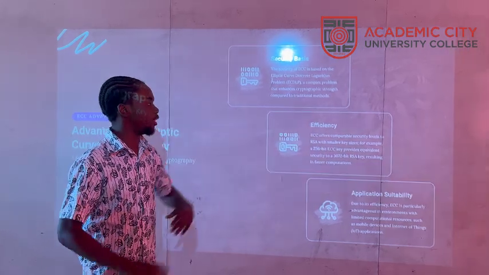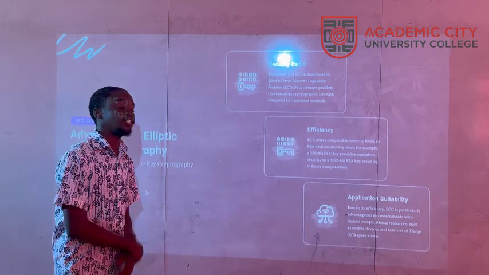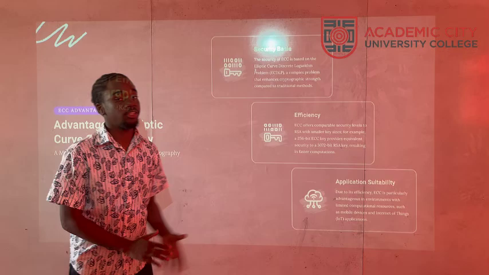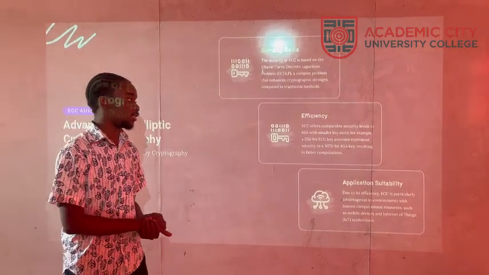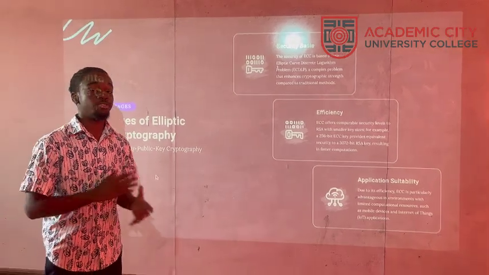On efficiency, ECC offers comparable security levels to RSA with smaller key sizes. For example, a 256-bit ECC key provides equivalent security to a 3072-bit RSA key, resulting in faster computation. So this basically means that everything will be fast and efficient.